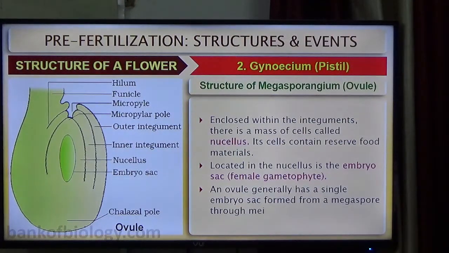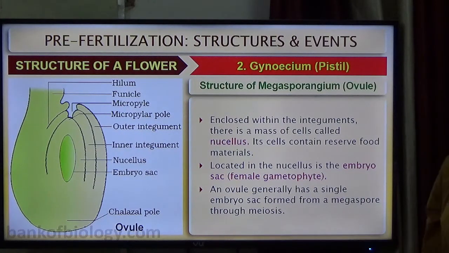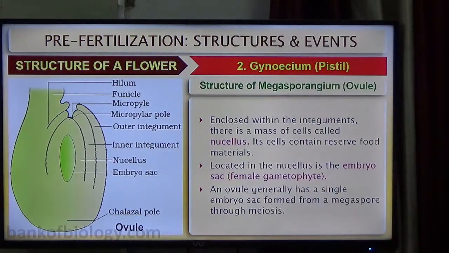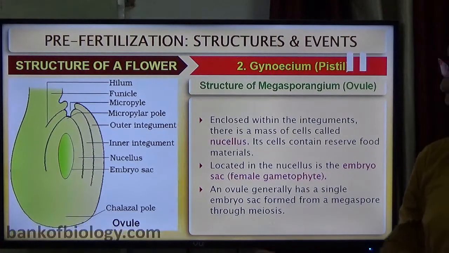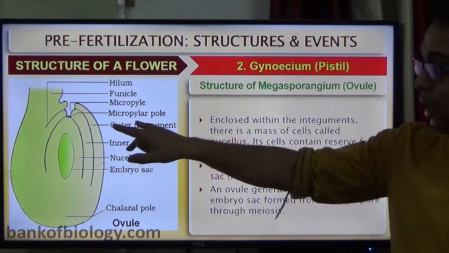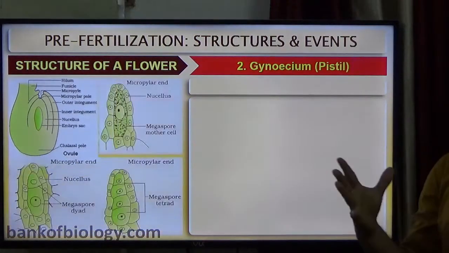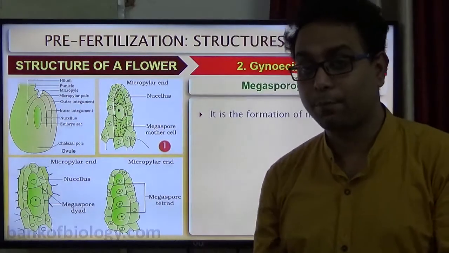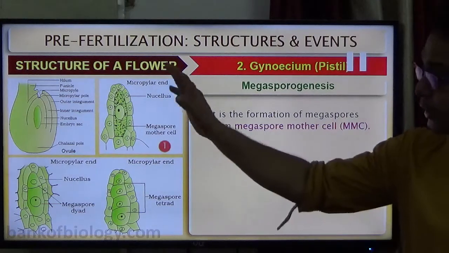An ovule generally has a single embryo sac formed from the megaspore through meiosis. Now we discuss how this embryo sac is formed. So this is the structure of the ovule. We discuss the structure from the hilum, funicle, micropyle, outer integument, inner integument, nucellus and embryo sac. Now we discuss how the egg cell or embryo sac is formed by the process of megasporogenesis. So these are the steps.